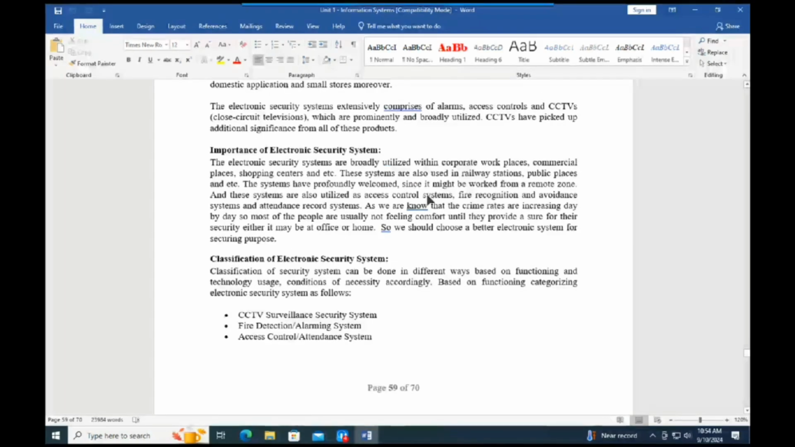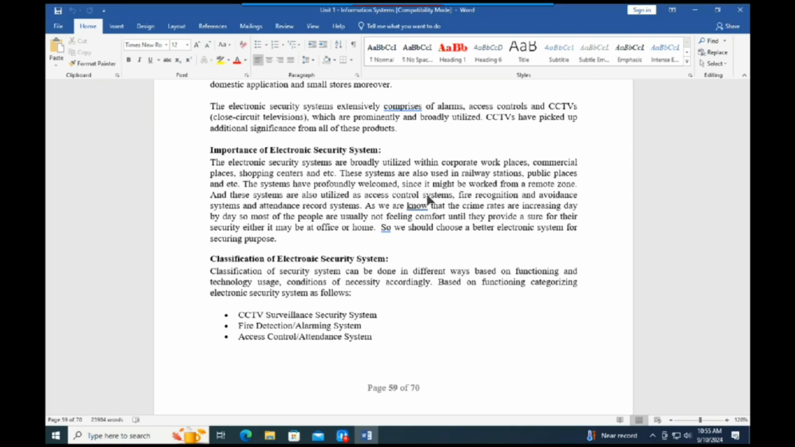The importance of these systems is simply for security reasons. We have them used in corporate workplaces, in commercial places, in shopping centers, and in railway stations. We have public places. We have so many other places where these systems are used, and they are greatly welcome.